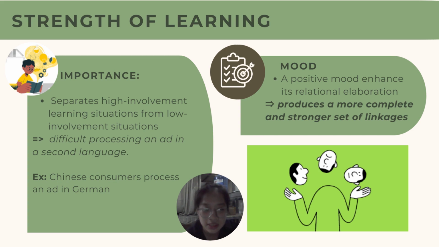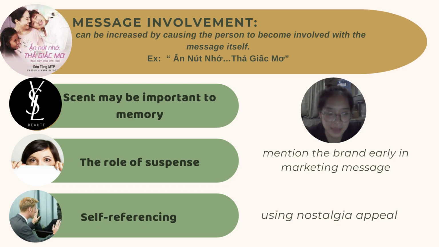And for the mood, a positive mood is a help to relational elaboration about a message. Involvement can be increased by causing the person to become involved with the message itself. For example, when you play a song, "Ẩn nút nhớ thả giấc mơ," a famous Omo ad song may cause people to sing along. And there are three roles. The first is saying, which may be important to memory. For example, we have started an initiative with an NFT, a way of mixing the digital and physical. The second is the role of suspense, and the final is self-referencing.